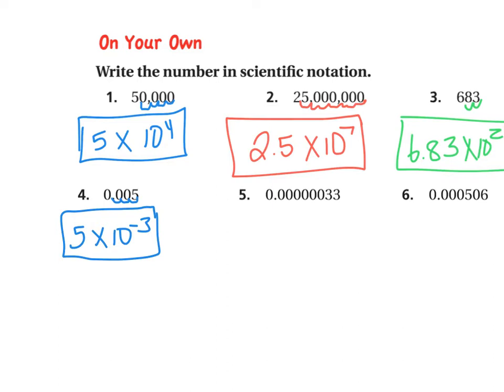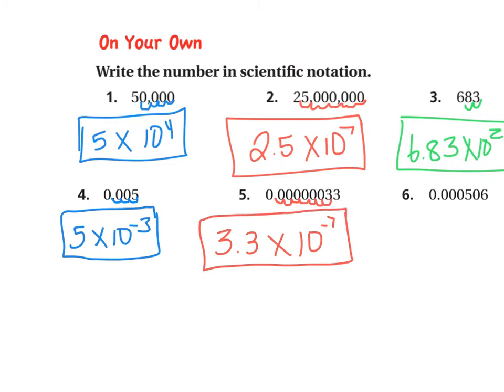Remember, you move until one number is in front of the decimal. 1, 2, 3, 4, 5, 6, 7. So you get 3.3 times 10 to the negative 7. One more. 1, 2, 3, 4. And you see they tried to fool you by putting a 0 in there, but you're going to say 5.06 times 10. How many times did I move it? 1, 2, 3, 4, to the negative 4.